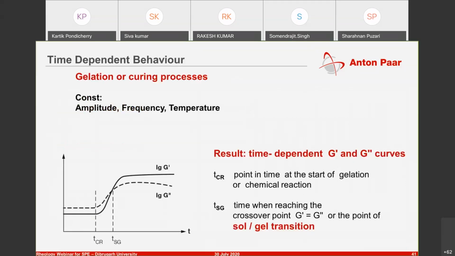You can also test gelation and curing behavior of samples. There you're not changing the temperature, nor the frequency, nor amplitude. You're just looking at it in a window of time. So when you start off, your G double prime, which is the loss modulus, is higher. That means you're in a fluid state. And then you have a crossover at some point of time. And then here you have a stabilization, which means your reaction is complete.